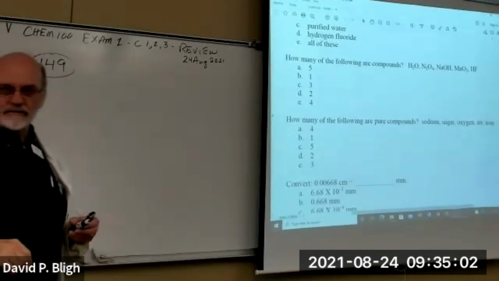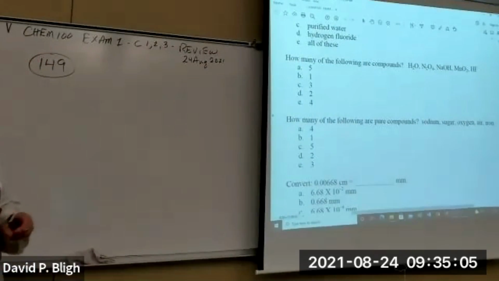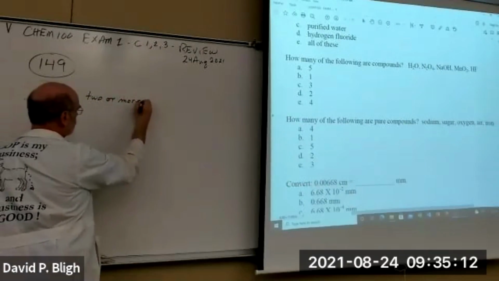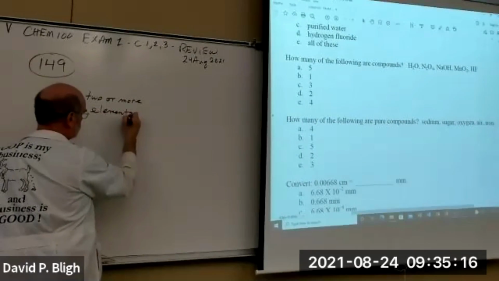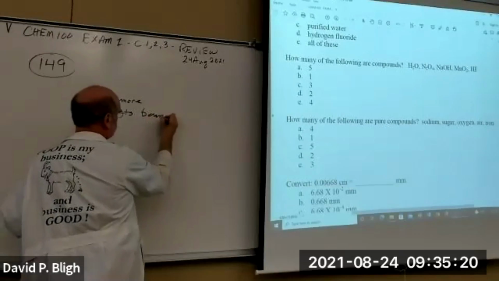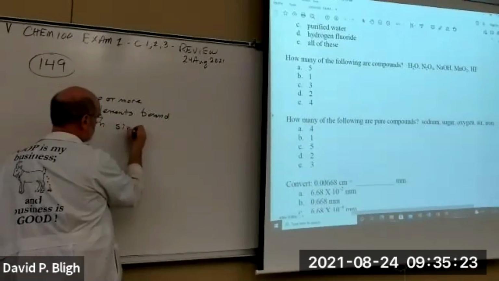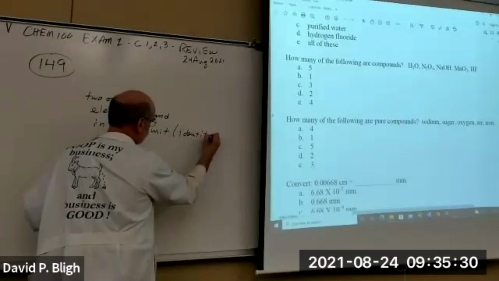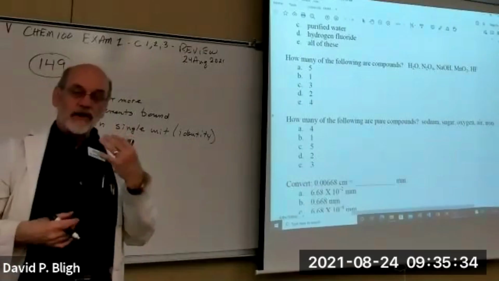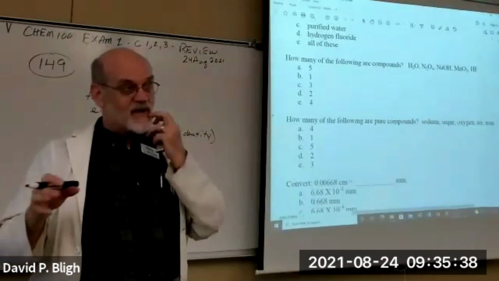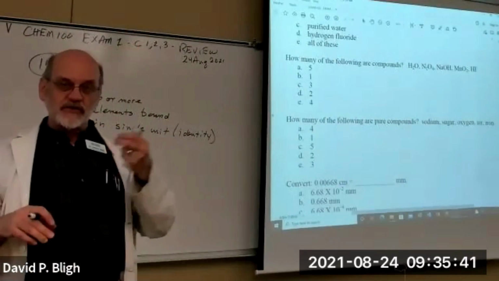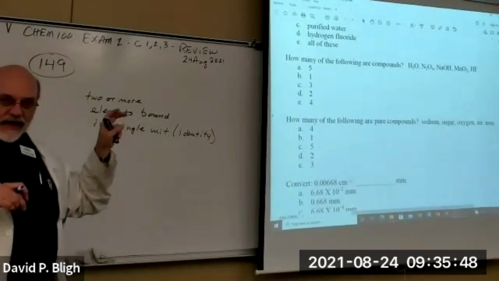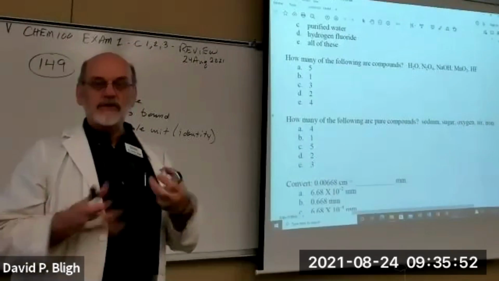How many of the following are compounds? What do you need to have to be a compound? You need to have 2 or more elements bound in a single unit. Now we're talking about identity. Because each of those elements has its own identity when it's not associated with anything else. And if the identity of the substance changes when you put these 2 or more elements together, then you have a compound. If you put those 2 together and the identity of the components doesn't change, you just have a mixture.